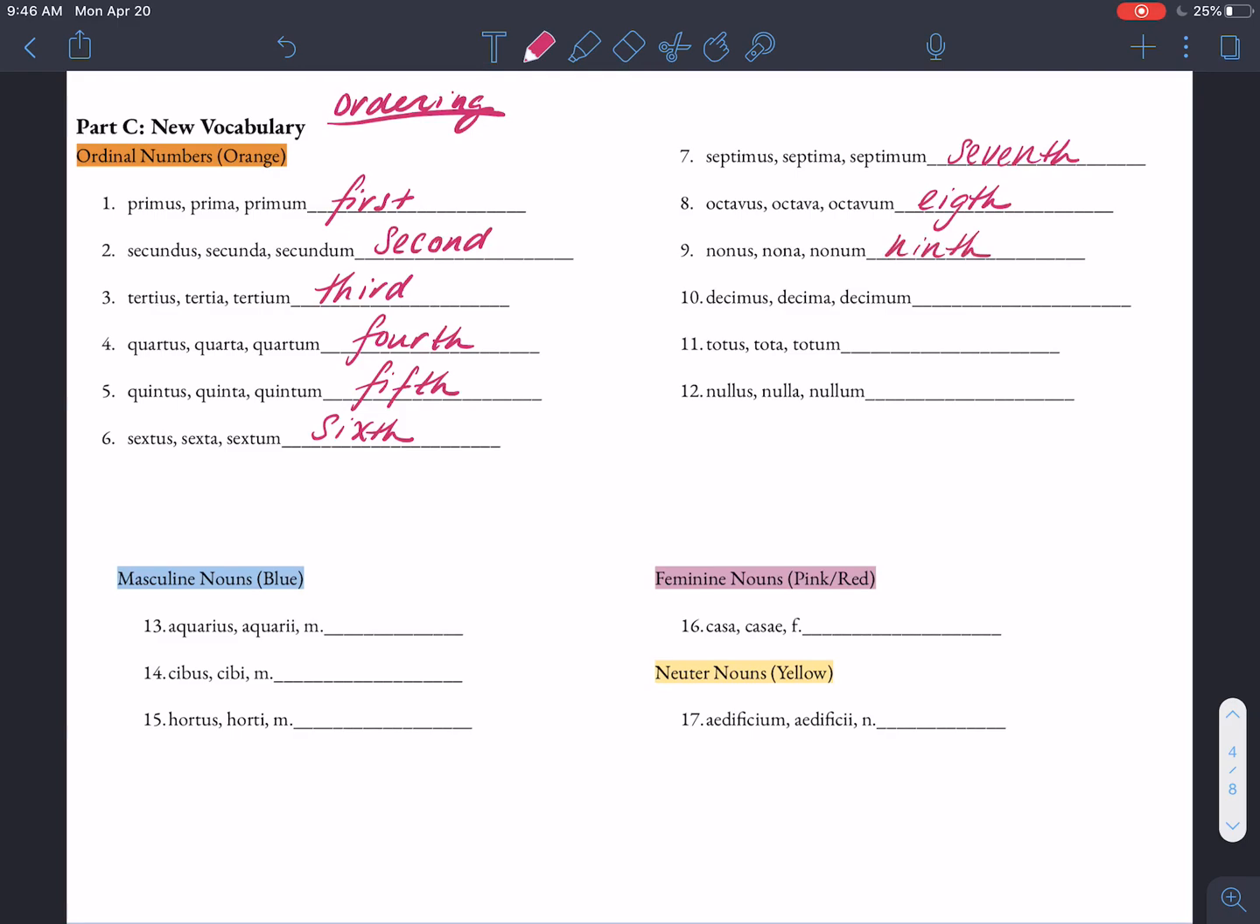Okay, and that's the 9th. Next, please repeat again. Decimus, decima, decimum. Again, decimus, decima, decimum. Okay, and that means 10th.